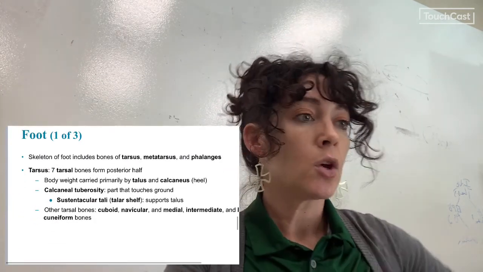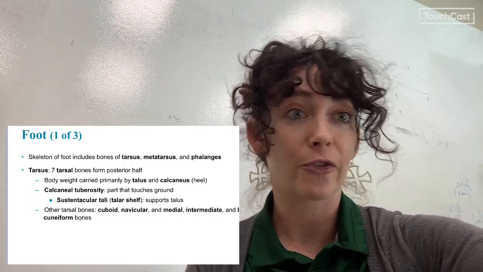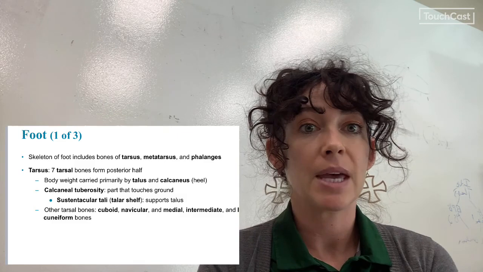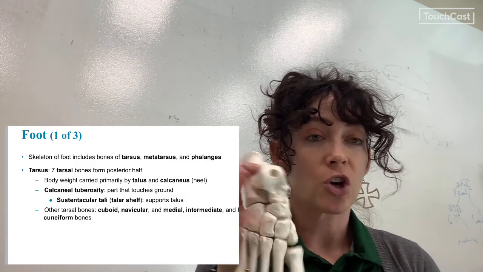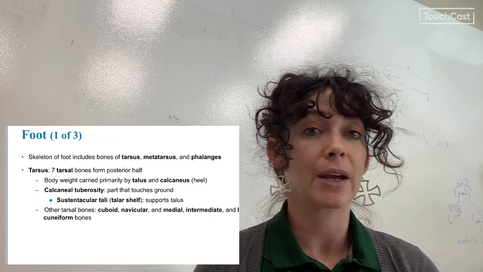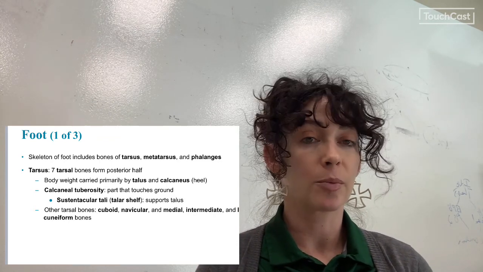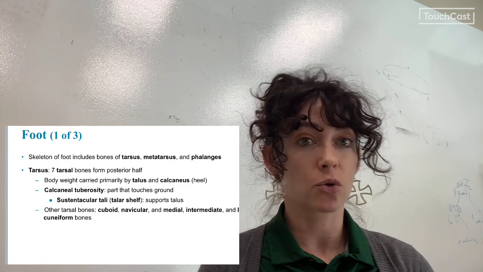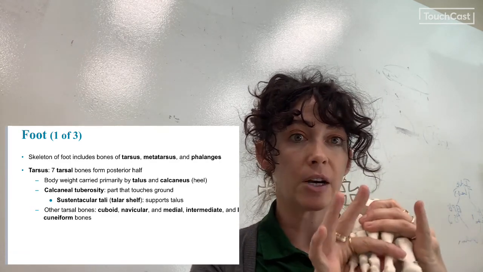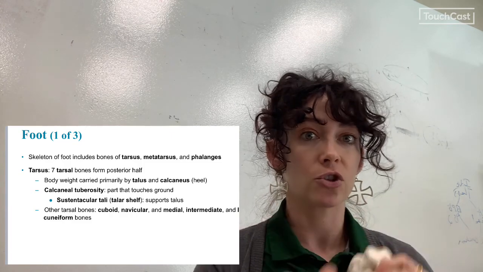Okay. So moving on to our foot. Our foot basically mimics our hand in that it has tarsals, metatarsals, and phalanges. So remember, in our hand we had carpals, metacarpals, and phalanges. So tarsal is going to refer to our foot. So we have our tarsal bones, we have our metatarsal bones, and then we have our phalanges, or our toes.